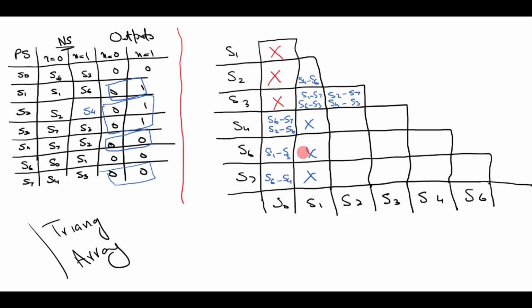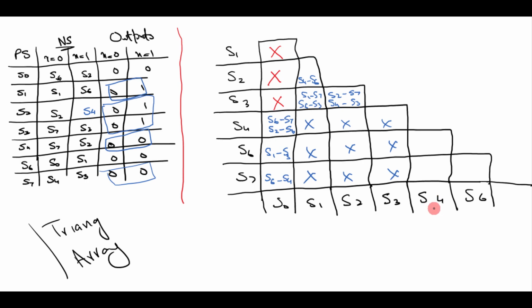Whereas S2 and S4 cannot be equivalent because they don't have the same outputs. Same is the case for S6 and S7. Now come to S3 and S4. Here you can see S3 and S4 have different outputs. These states cannot be equivalent. As you can see for S3 and S7, the outputs are different. So these states cannot be equivalent.